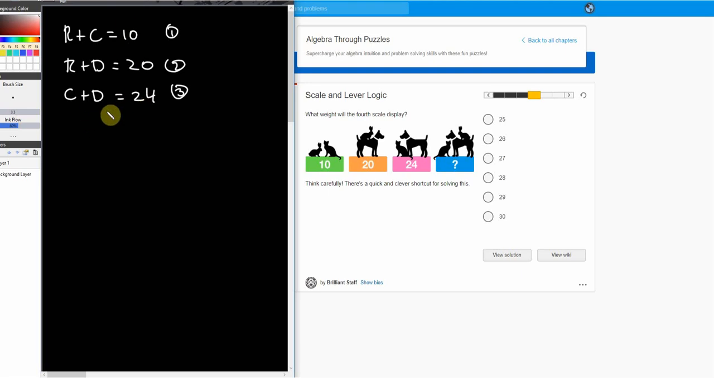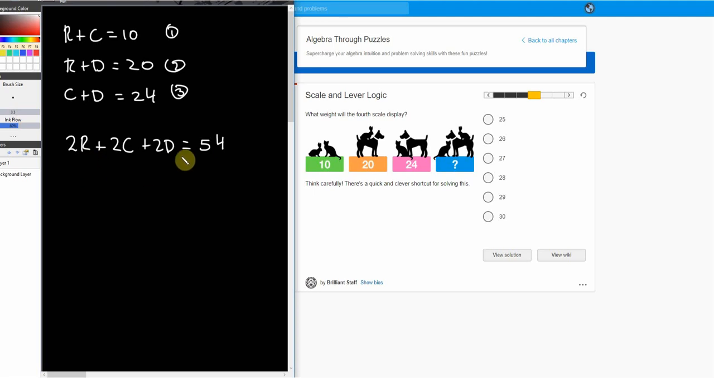actually what we can do here is add all of this together. So we have 2R, 2 cats, 2C, and 2 dogs, 2D, and then the total weight of all of this is 10 plus 20 plus 24, which is 54. Basically we're taking the total weight of all three of these illustrations, and therefore we end up with 2 of each animal, as they appear twice in each picture.